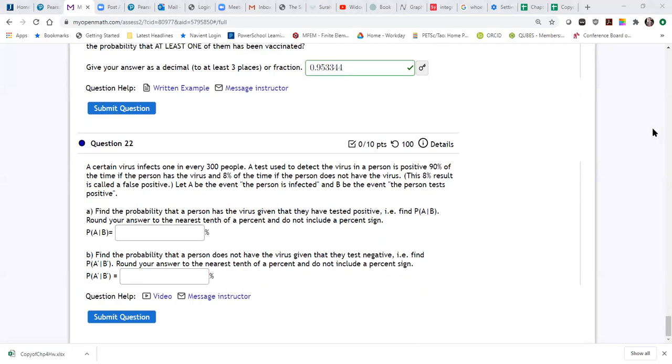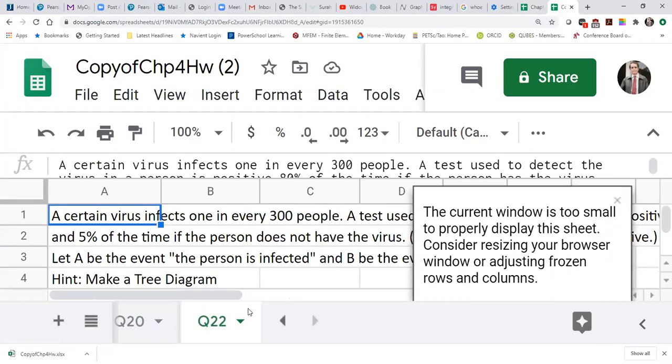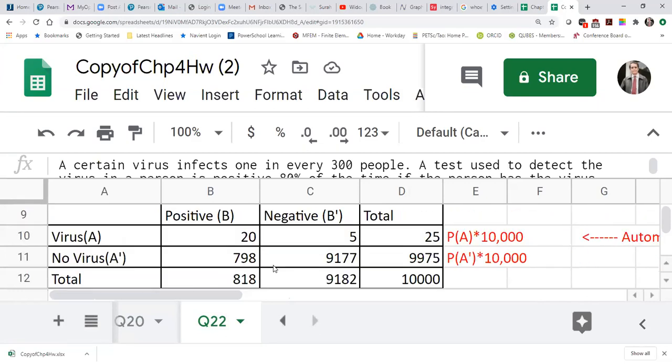Number 22. Let's go to the Excel. The Excel will be on the right side here. A certain virus infects 1 in every 300 people. I'm not sure if this is the same or not. You need to make a table like this. Actually, I already created the table there.